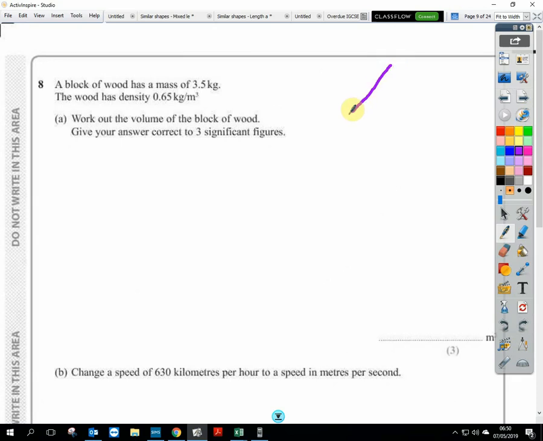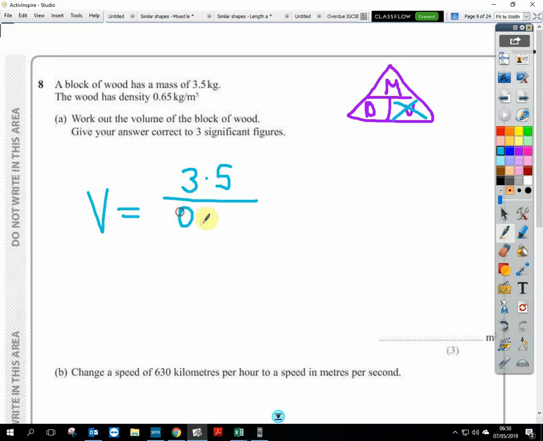So density, recall the formula for density, goes like this: DMV. We say don't move Vicky. Okay, work out the volume. If you're going to use one of these triangles, you cover up the one you're trying to find, so you're trying to find volume. So you do mass divided by density. So the volume is the mass, which is 3.5, divided by the density, which is 0.65.